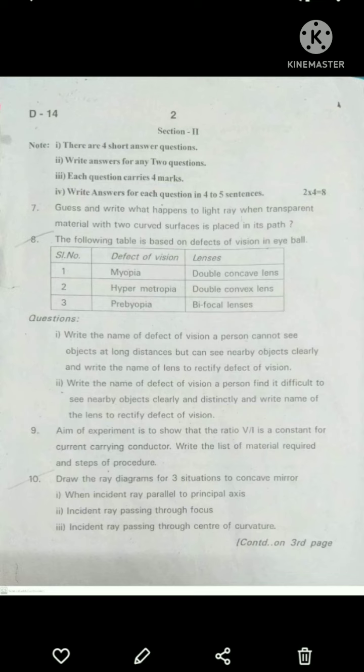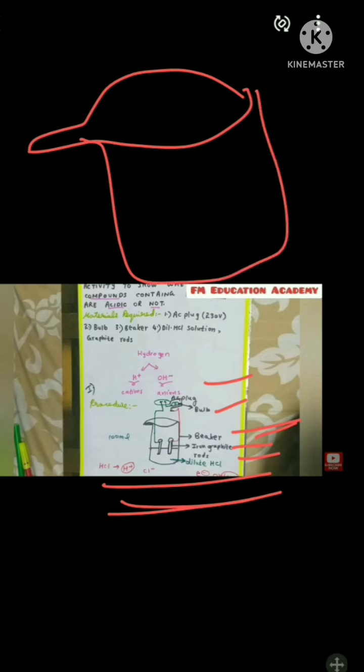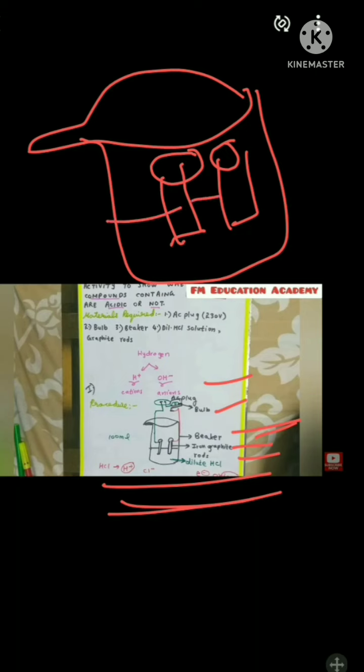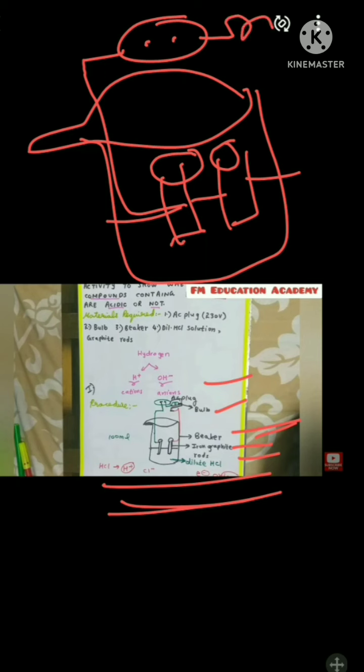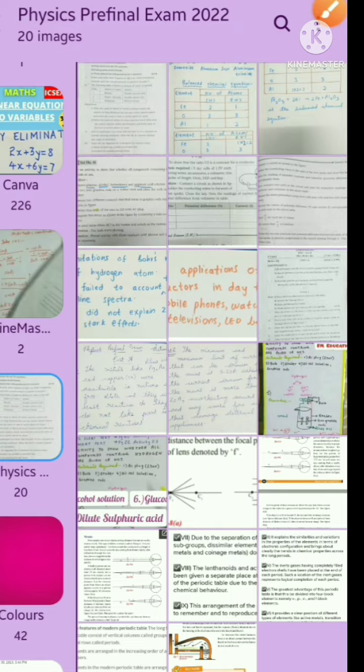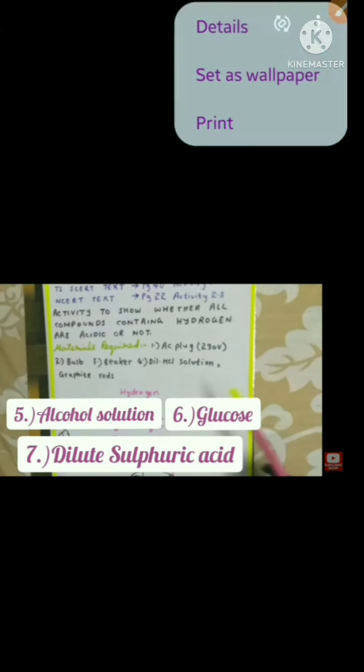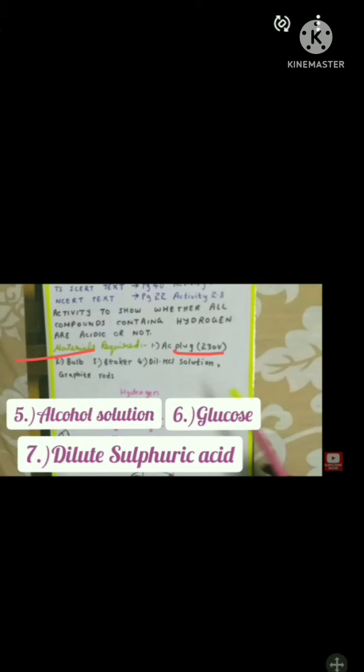Here you have to draw the diagram. You have a beaker, and in that beaker you have two graphite rods, and to those rods we have dilute sulfuric acid, and the rods are connected to the socket. The remaining things are as shown on the screen. The materials required are: AC plug, 230 volt bulb, beaker, dilute HCl solution, alcohol solution, glucose, and dilute sulfuric acid.